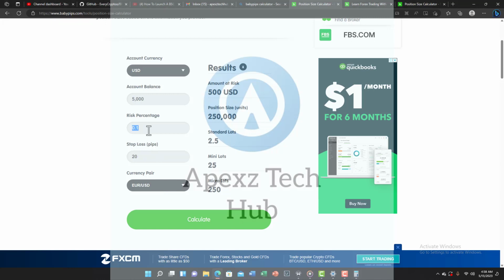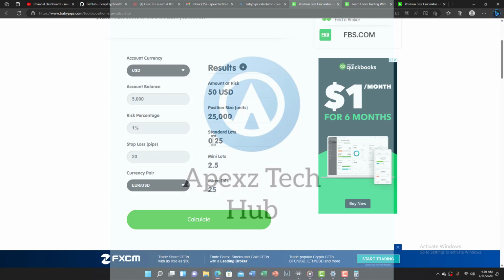In case I don't want to risk 10%, maybe I just want to risk 5% of the account, or just 1% of the account. 1% of the account is $50 if I'm not mistaken. If you calculate now, the total amount you should trade today is just 0.25. I'm risking just $50.